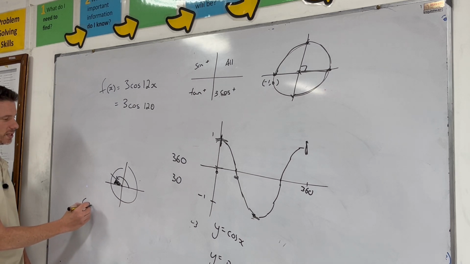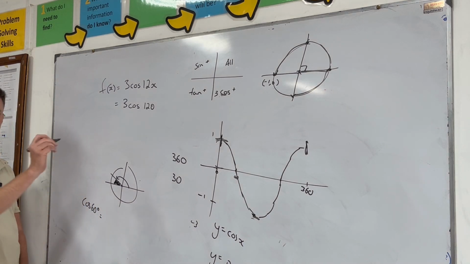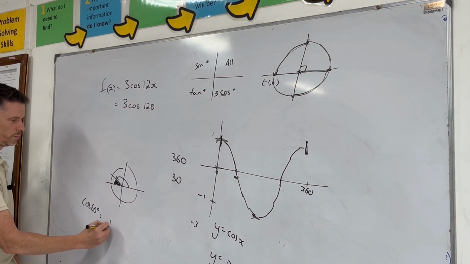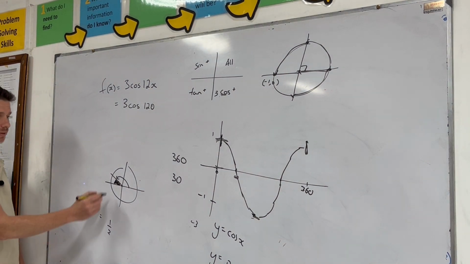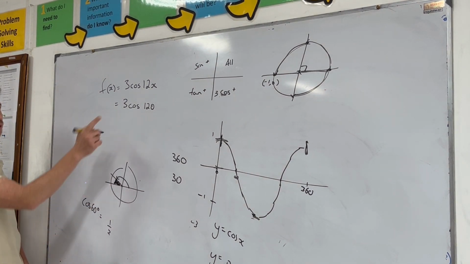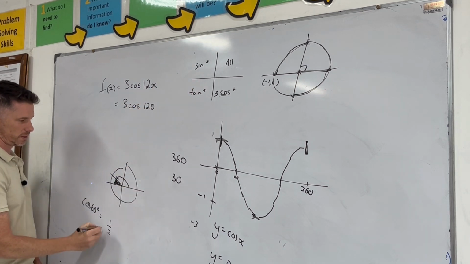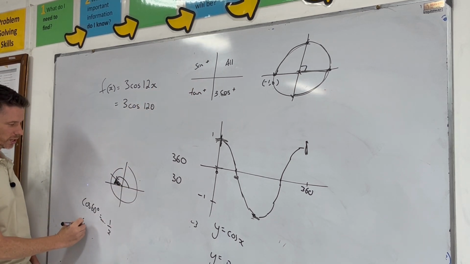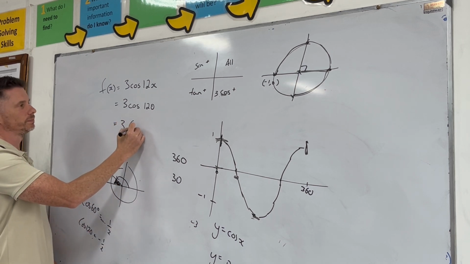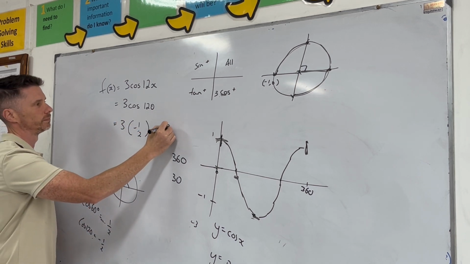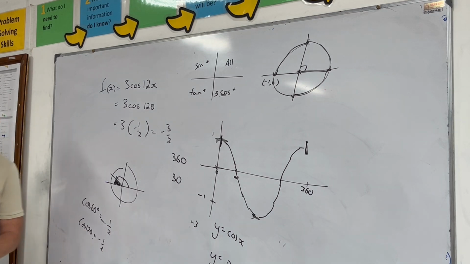So what's cosine 60 degrees from our known values? 1/2, yeah. But because it's in this quadrant, we know cosine is negative. So we're looking at cosine 120, negative 1/2. Okay, and that's how we do it. So the cosine is negative in this second quadrant. Only sine is positive in that quadrant.